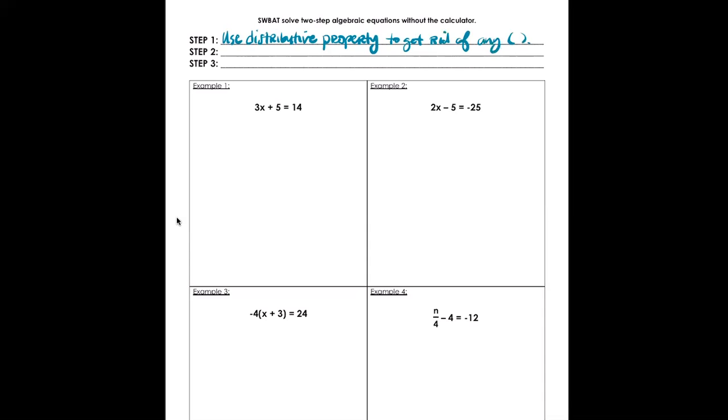So use distributive property to get rid of any parentheses, okay? In any equations you see that have parentheses, the first thing you're going to want to do is use distributive property. Step 2 is going to be getting rid of addition and subtraction.